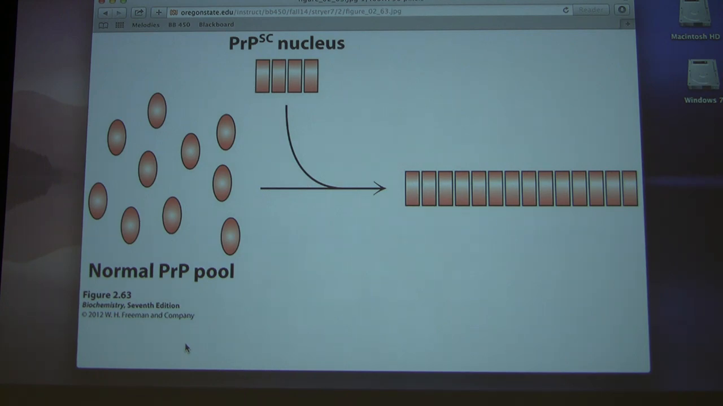Is there another alternative hypothesis for why this is happening? There's no alternative hypothesis for the mechanism of prions, that is the misfolding. That's very well established. The only thing people argue about is how it's transmitted. As I said, we don't have any good theory about how they're transmitted. We don't know, right? Yes?